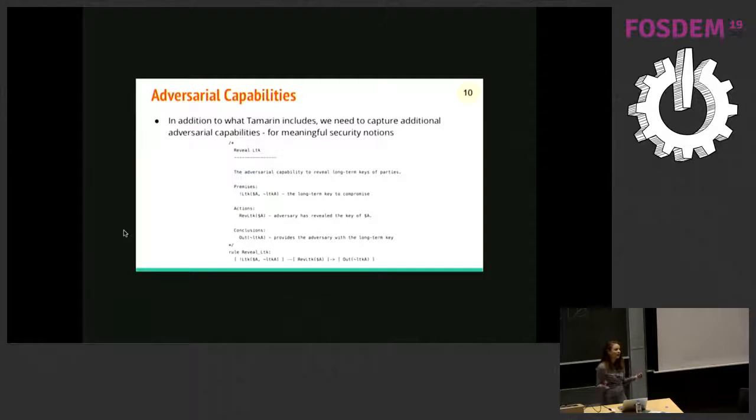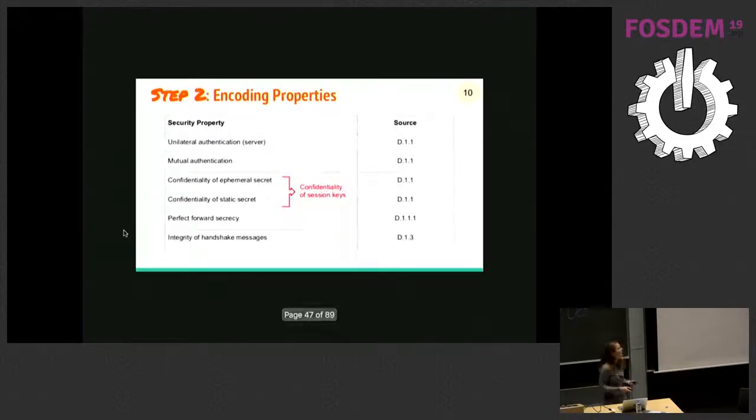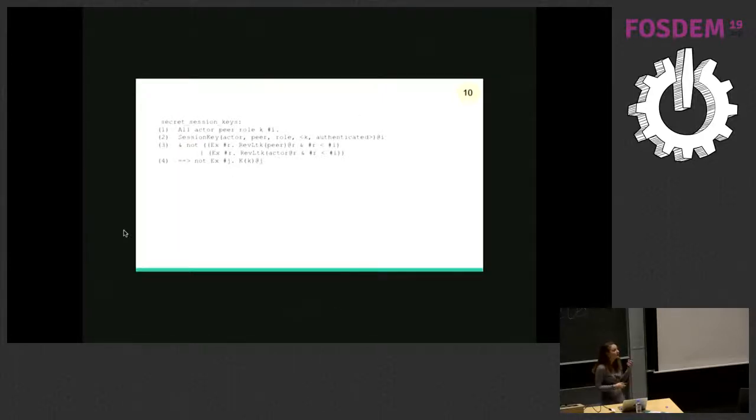We also had to encode adversarial capabilities, so what the adversary can do. And again, you use a rule, and this just gives the adversary the power to reveal long-term keys. And you need that when you specify properties. So we worked our way through the draft 10 specification, and we came up with a list of properties that we could prove in Tamarin, and that's where they are in the specification. And this is what an encoding looks like in Tamarin.